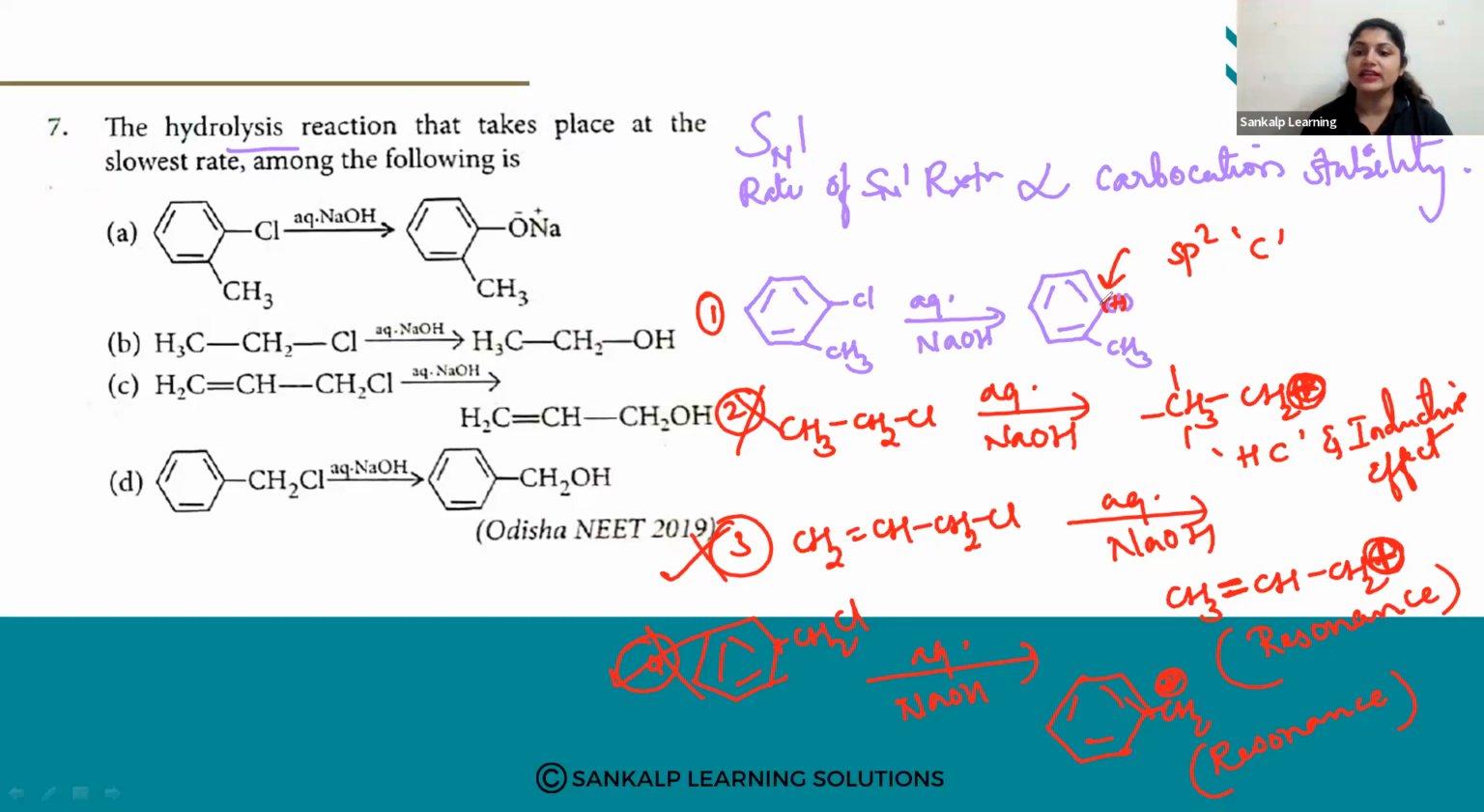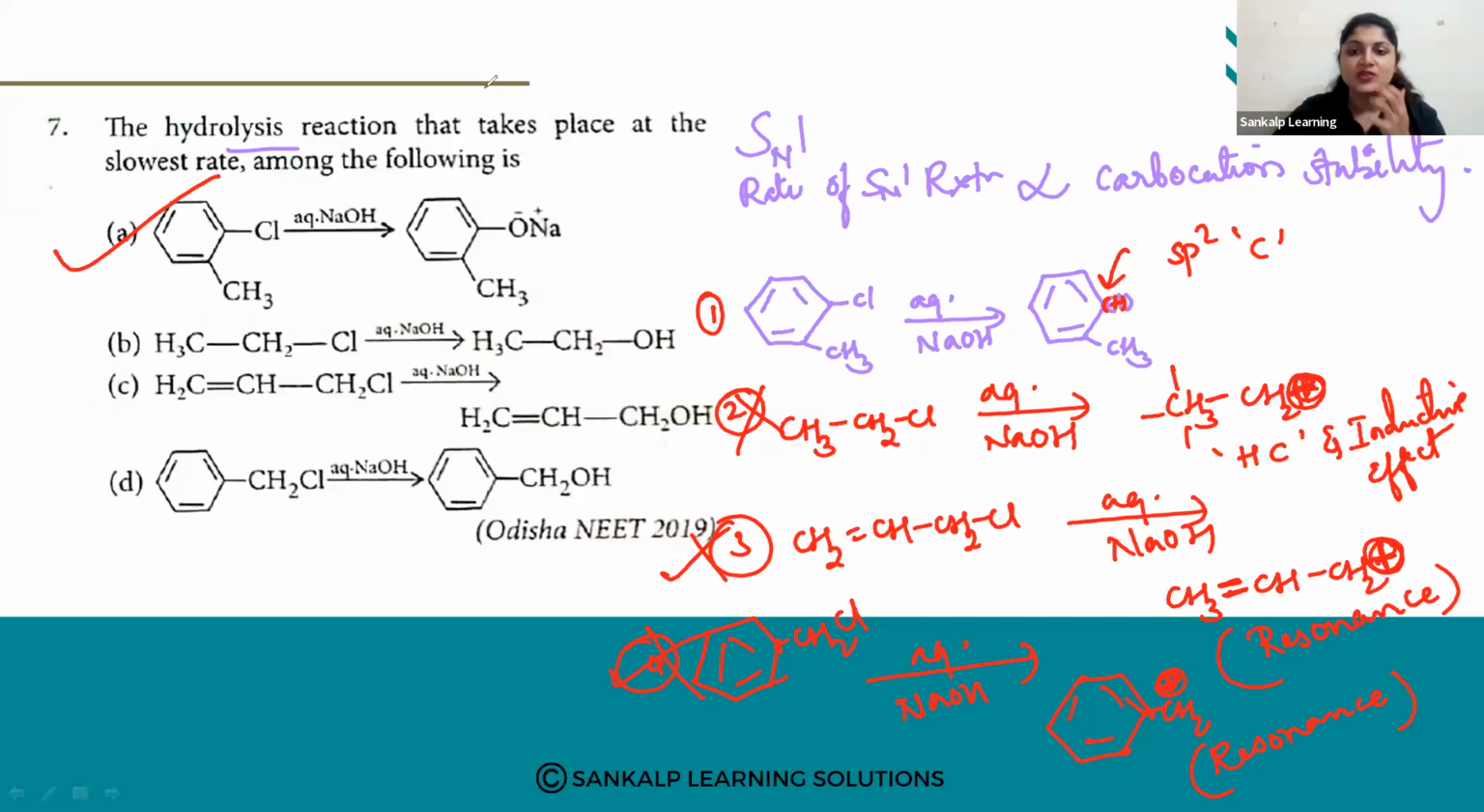Here the charge is directly on the benzene ring. So this is an sp2 carbon. Because of the sp2 carbon, what will happen? The stability will decrease. So as the stability of the carbocation decreases, what will happen to the rate? It will undergo the reaction at a slower rate. The stability of this particular carbocation is decreasing, so the rate of this reaction will be very slow out of the four reactions. So option A is the right answer.